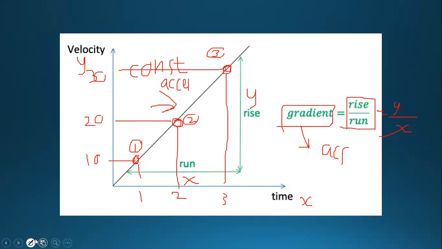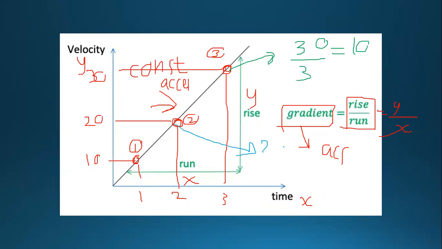अगर मैं इस point पे acceleration निकालूंगा, अगर मैं पहले point पे acceleration निकालूं तो क्या आ जाएगी? Y पे क्या है 30 divided by x axis पे क्या है 3. Acceleration की value क्या है ये 10. What if I calculate the acceleration on point number 2? क्या हो जाए? 20 divided by 2. Again the answer would be 10.